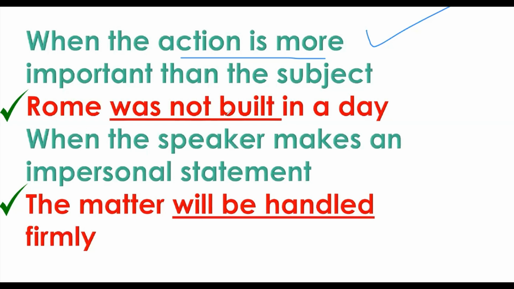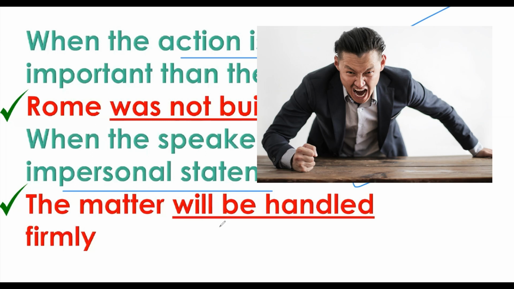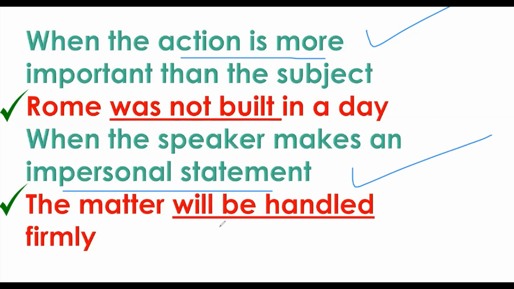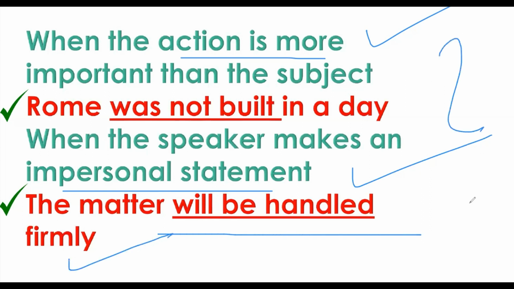We also use the passive voice when the speaker makes an impersonal statement. Impersonal statement refers to something where you talk in a general manner, where you don't want to personalize your opinion. For example, the matter will be handled firmly. So you're talking about a matter and how you're going to handle the matter. You're assuring that, but you're not telling who's going to do it, but you're assuring that the matter will be handled firmly. So therefore, these are the examples of passive voice.